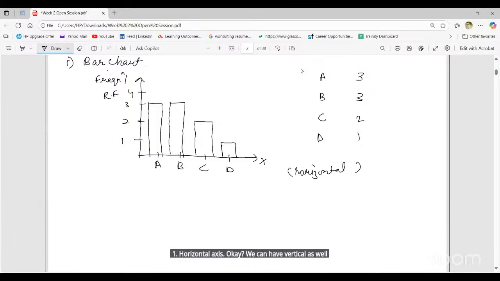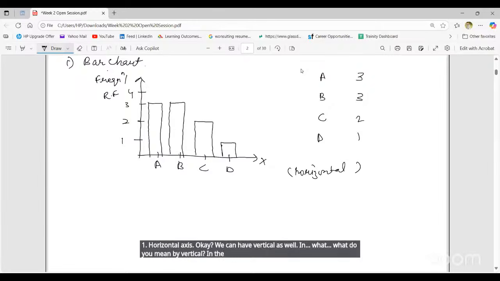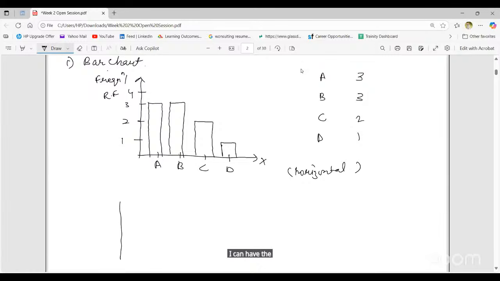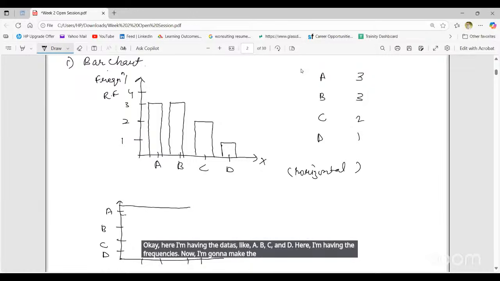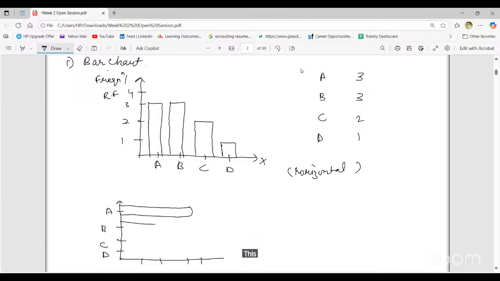What do you mean by vertical? In the sense that in the vertical axis, I can have the data. Here I am having the data like A, B, C, and D. Here I am having the frequencies. Now I'm going to make the bars like this. So I can have it both ways. Fine. These are my bar charts. Is it fine? Yes, ma'am.